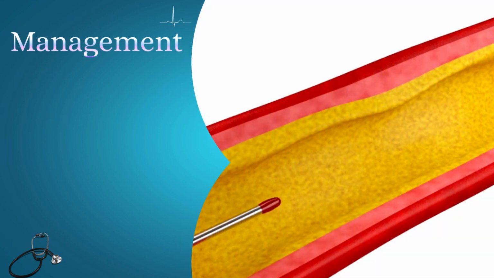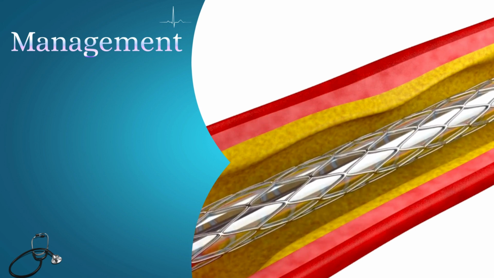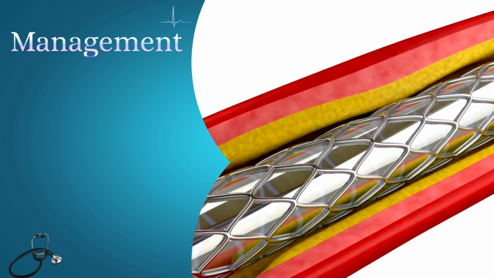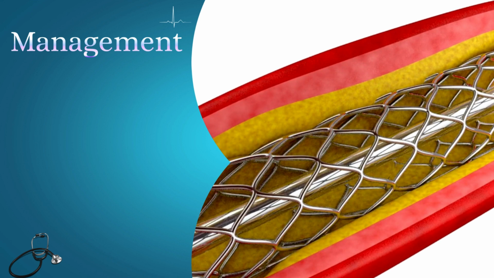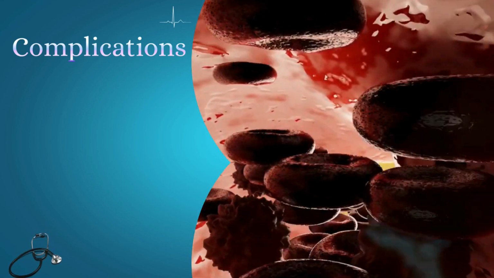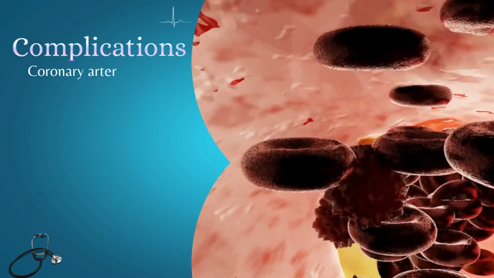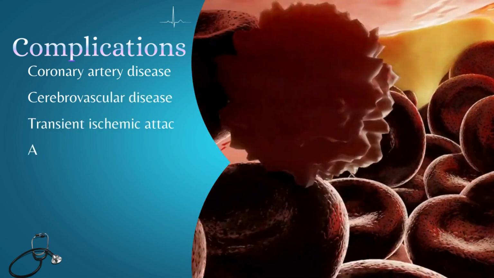Surgery is another approach to treat atherosclerosis. When the disease has become severe, causing tissue loss, a surgical procedure may be indicated to re-establish blood flow with stent placement. Atherosclerosis can progress into dangerous complications such as coronary artery disease, cerebrovascular disease, transient ischemic attack, and abdominal aneurysms.